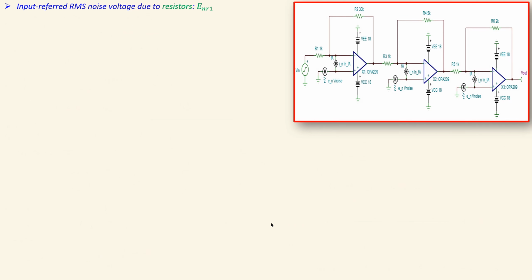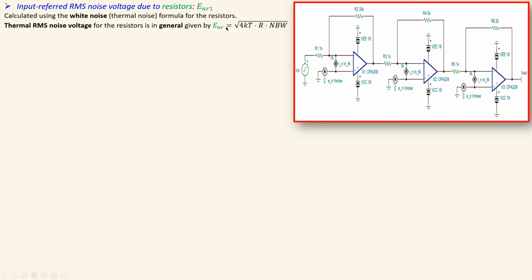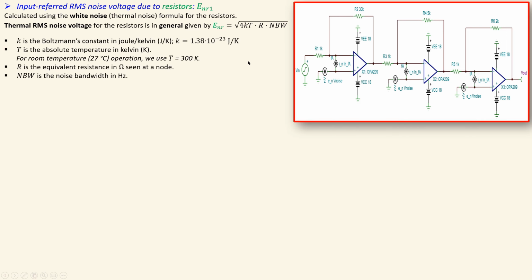The next one is the thermal noise voltage, which is then due to these two resistors. So it will be calculated by the thermal noise or the white noise formula. Of course, this is again given by this expression. I need the R, which is then of course the equivalent resistance, and also I need the noise bandwidth, which is also seen as the K and T. K is the Boltzmann's constant given by this value. T is the absolute temperature in kelvins, so it is in room temperature, let's say 27 degrees.